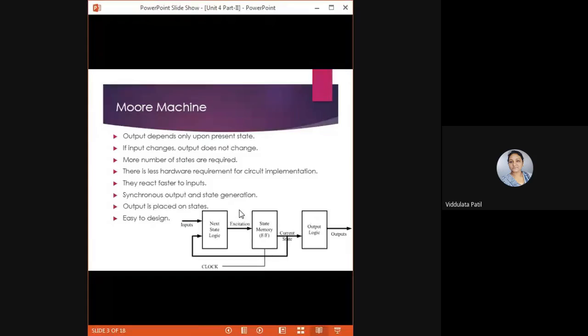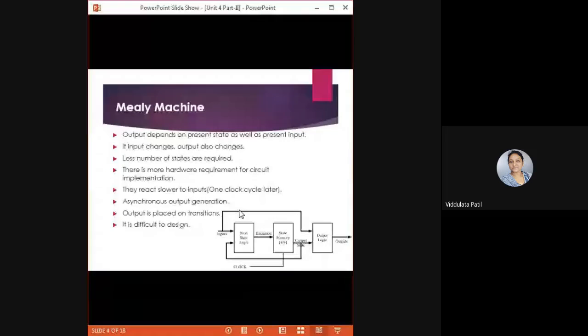Okay, so this is a Moore machine and another type of machine that is a Mealy. Now the difference between this Mealy machine and Moore machine is that in a Mealy machine output depends on the current state as well as current input, or present input. So whatever input we have given at that instant will also affect the output.